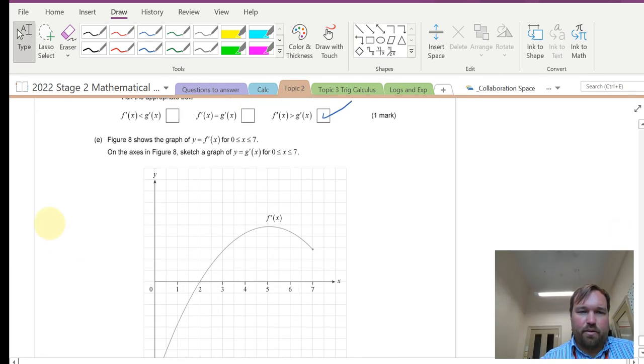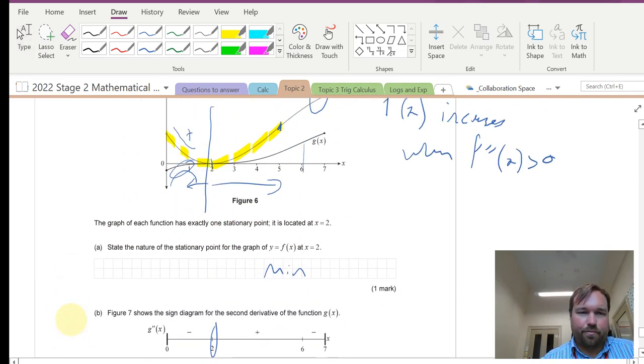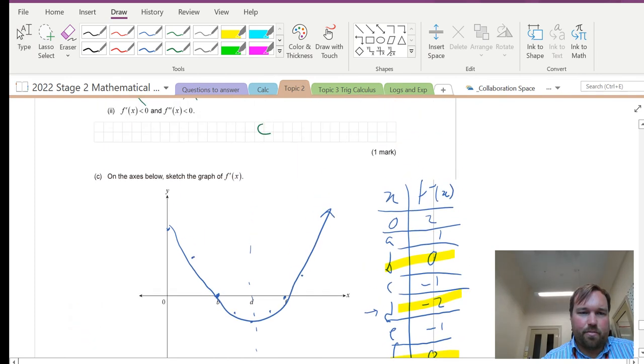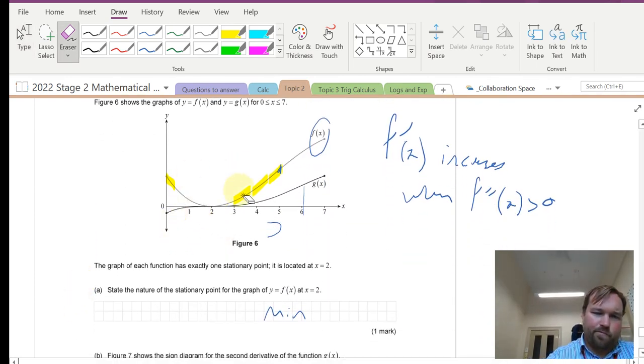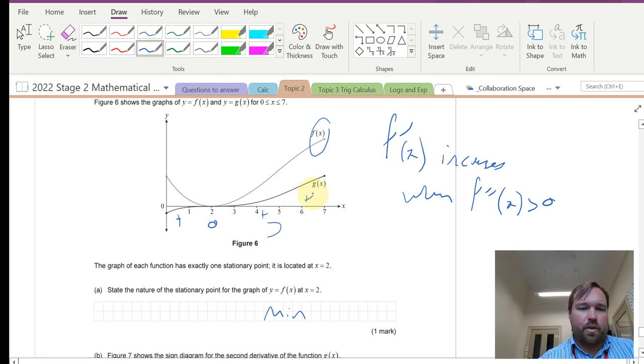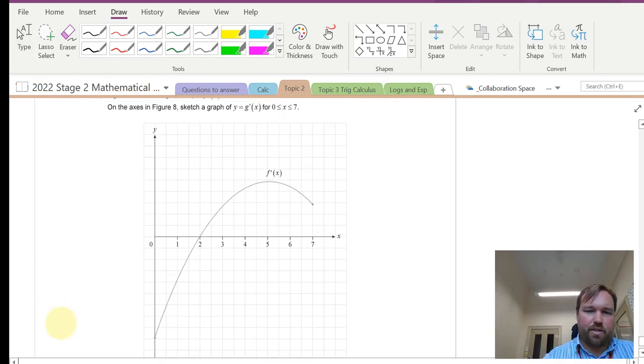Figure 8 shows the graph of f dash x. On figure 8, sketch the graph of g dash x. Alright, well, g dash x, went too far. It is positive, 0 at 2, positive, positive. So the graph goes from positive down to 0, then back positive again. So g dash x is going to look something like this.